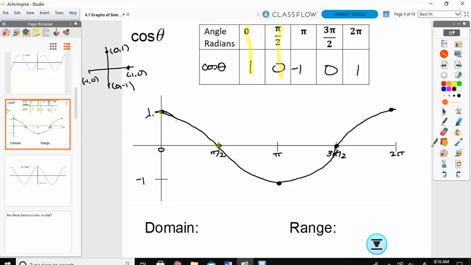What would be the domain of this? We know it keeps going. What about the range?